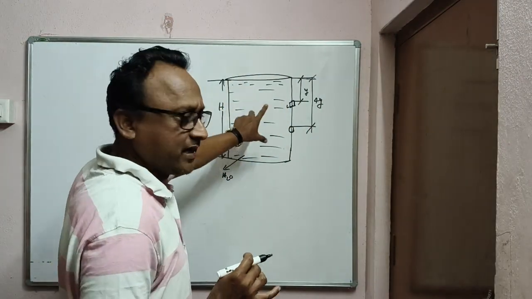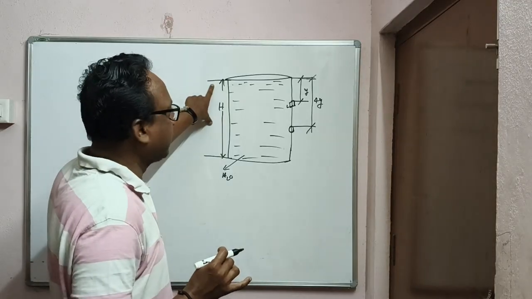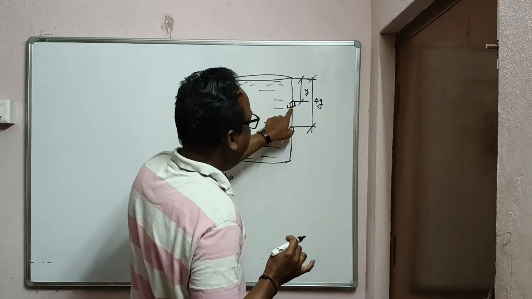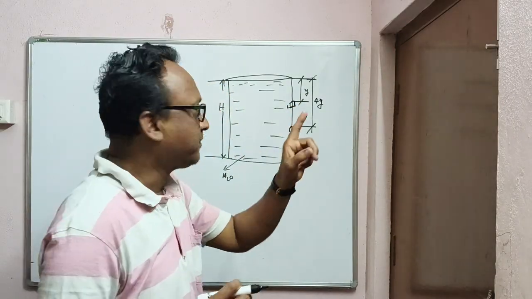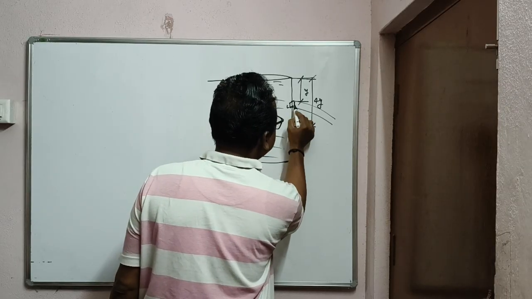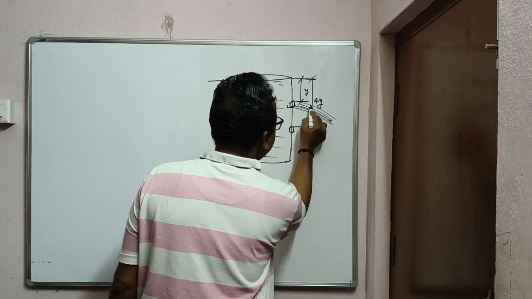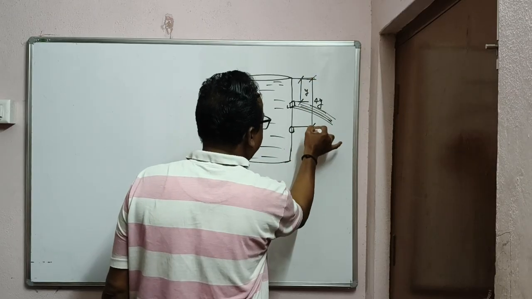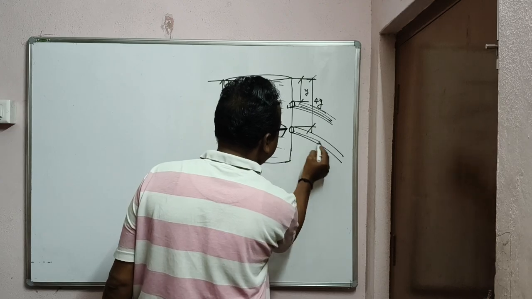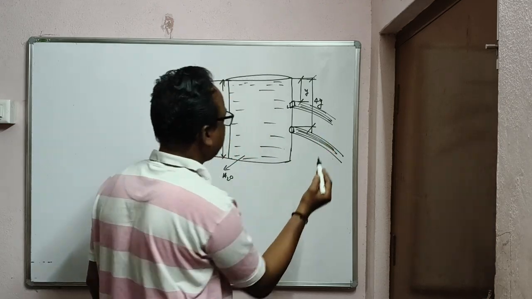This is an open tank filled with water of height capital H. From the surface at a height y, a square hole is drilled in the tank, and water is coming out from the square hole. In the same way, from the surface at a height 4y, a circular hole is drilled here, and water is coming out from here also.